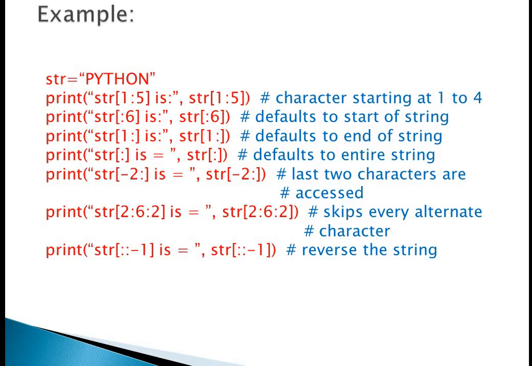In case of the third print statement, we have not mentioned end. We have mentioned str1[3:], there is no end value. So whenever there is no end value, it defaults to the end of the string. If you do not mention anything for start and end, then automatically the entire string will be considered.